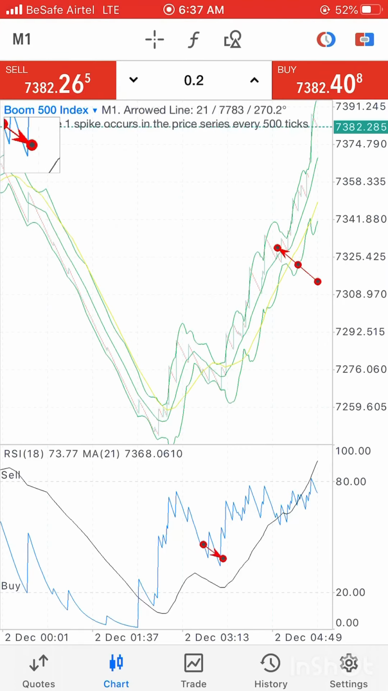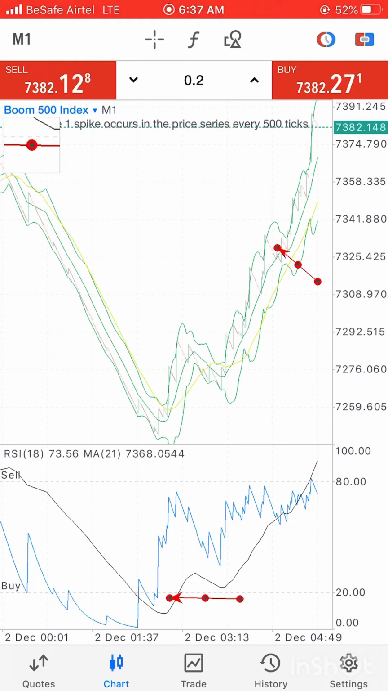Now this is a way you can actually understand how to use this simple strategy. Once you see the moving average here, as you can see here, once you see the moving average crossing the RSI line here, below the dotted 20 line, it is a good signal for you to start aiming for the spikes.